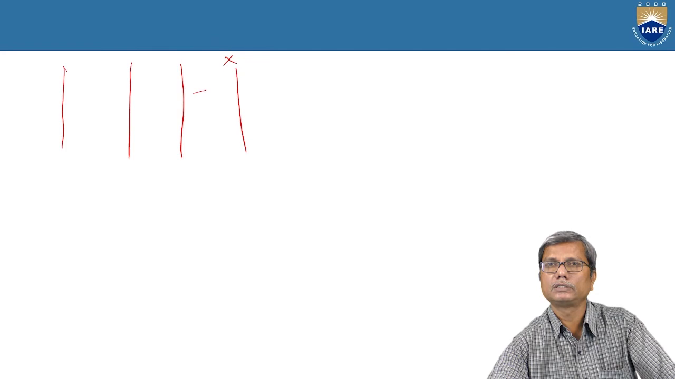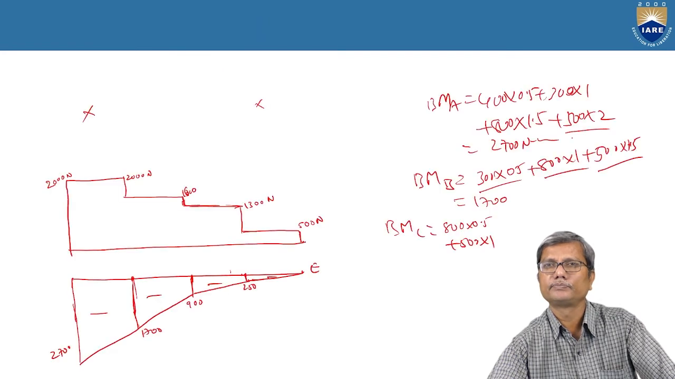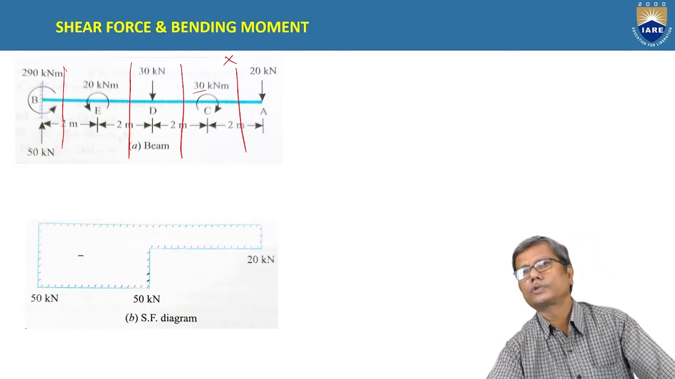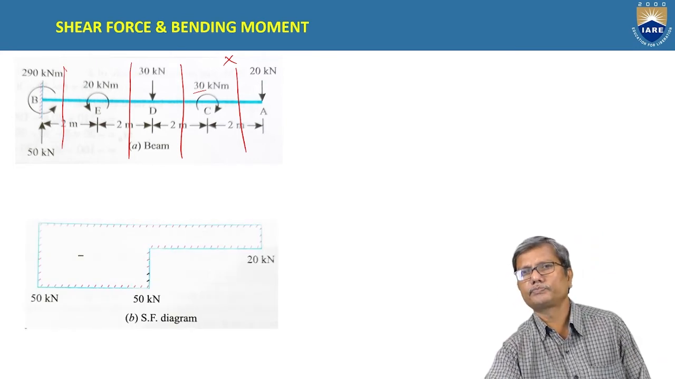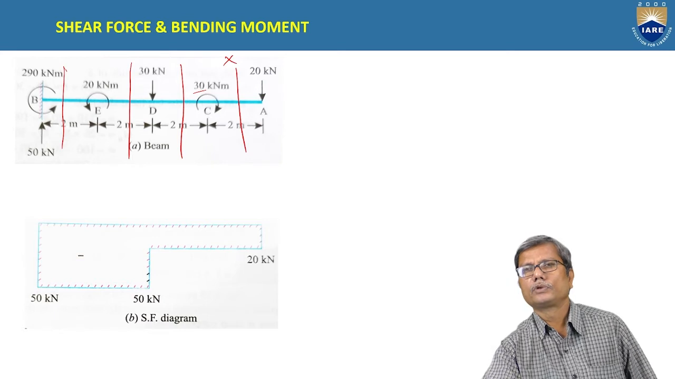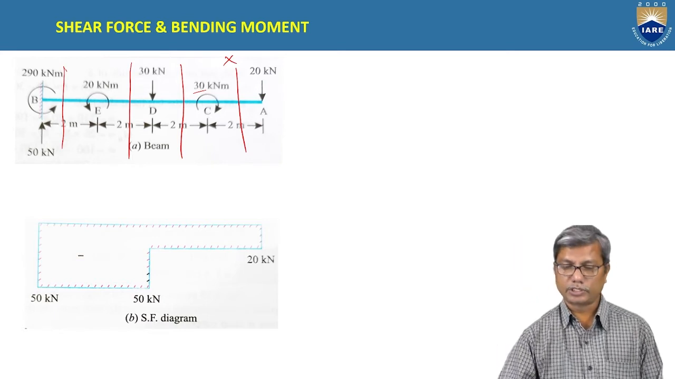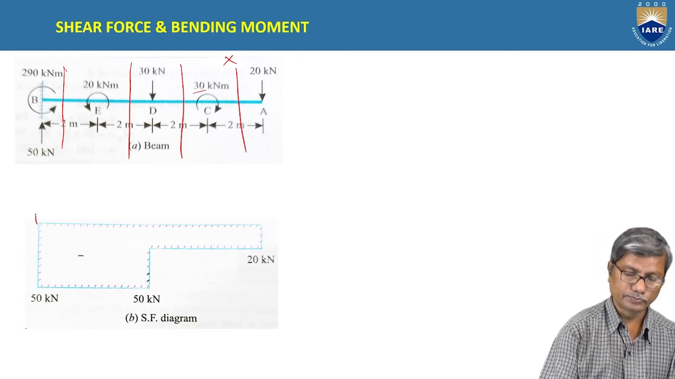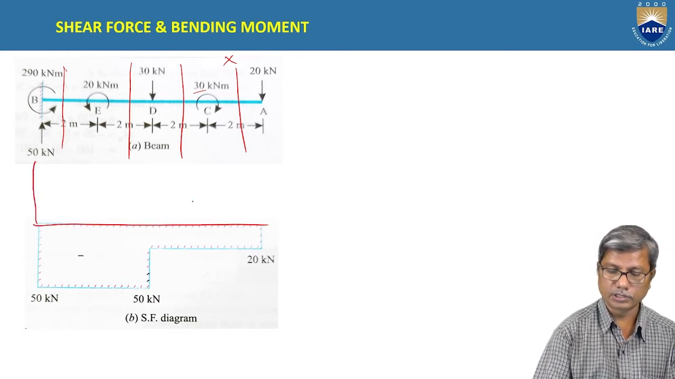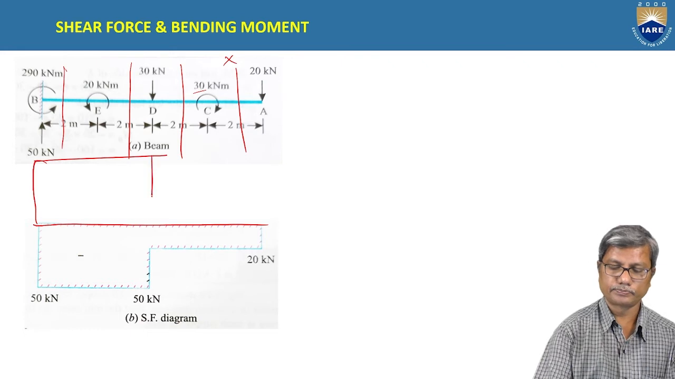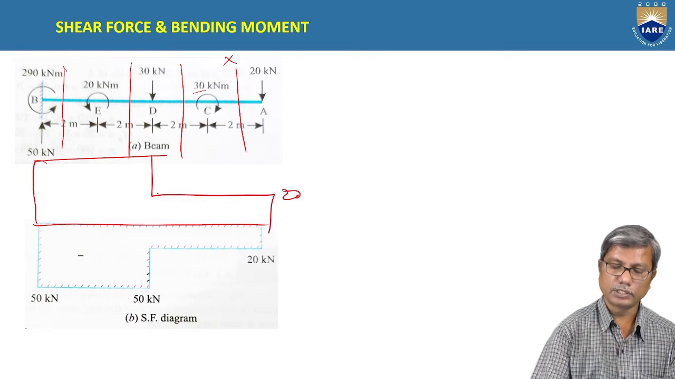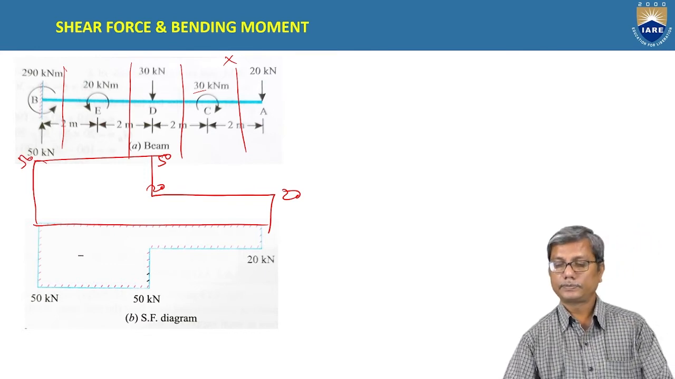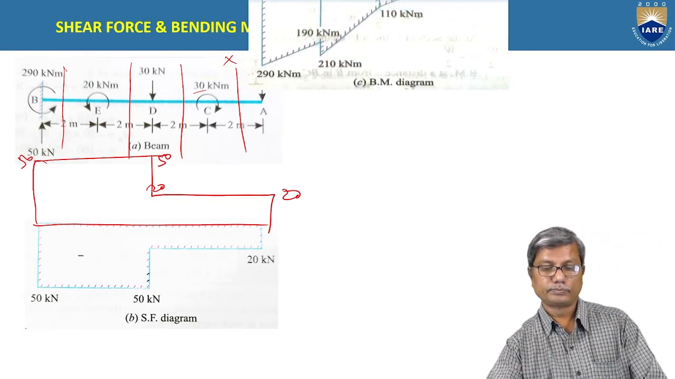You can see the bending moment diagram. Yeah, this is the diagram. So the shear force diagram is as shown in the figure. It is positive, so we draw it above. So it is 20 and 50. And now the bending moment diagram.